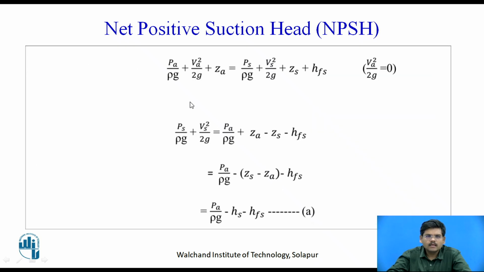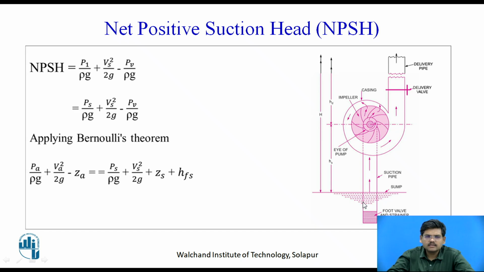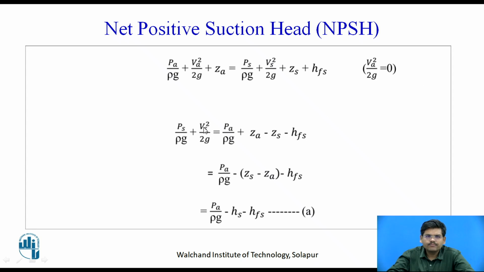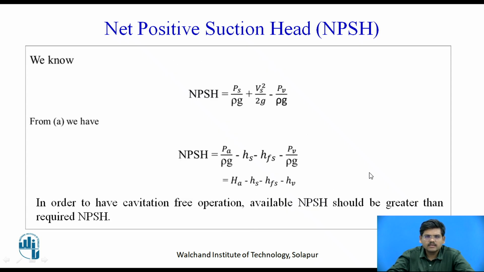Moving further, Pa upon rho g plus Va square upon 2g plus Za, this is the corrected version, which is equal to Ps upon rho g plus Vs square upon 2g plus Zs plus Hfs. Now as far as at the section a is concerned, the velocity can be neglected. It is very small. So neglecting that term, we have Ps upon rho g plus Vs square upon 2g is equal to Pa upon rho g plus Za minus Zs minus Hfs. Further, I'll take minus sign common, so Zs minus Za plus Hfs. So this is the equation that we have got.